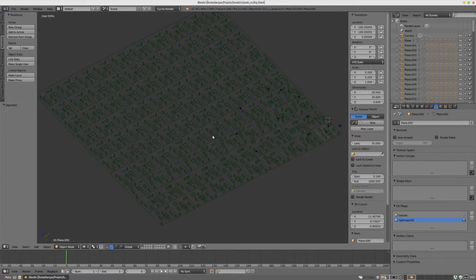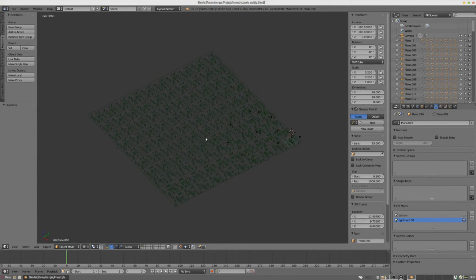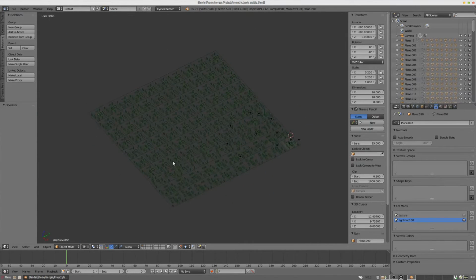The test level consists of 100 ground squares, each of which are about 20 by 20 meters in size, giving a world that is about 200 meters wide, not very huge, but sufficient to show the concept. Each square also has its own rough light map to show some light effects.